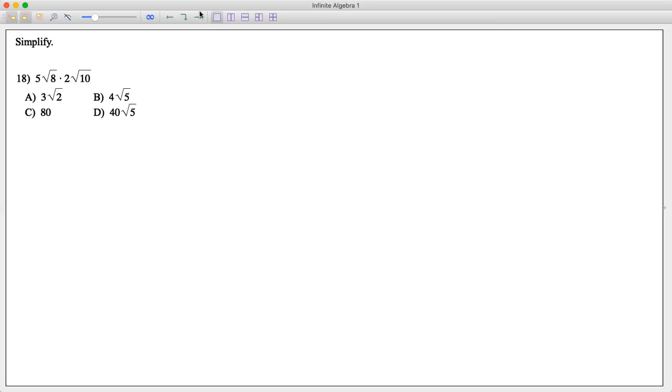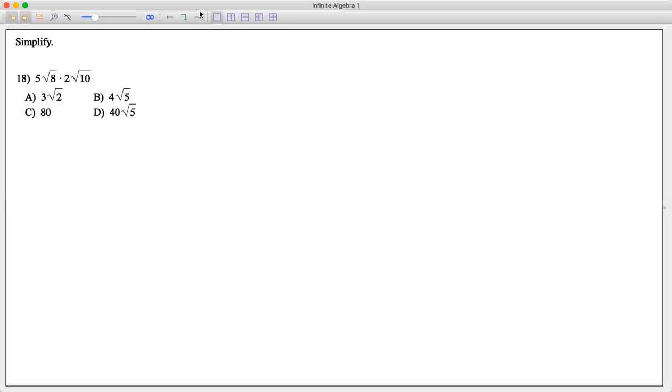I'm looking at those numbers, and I'm seeing if any of them go into 80. I guess 4 does. So we could write 80 as 4 times 20. 4 times 20 is 80. What's the square root of 4?